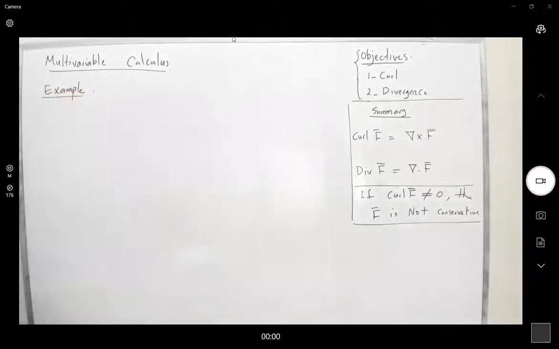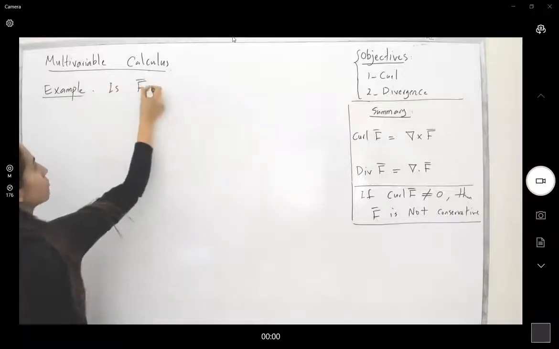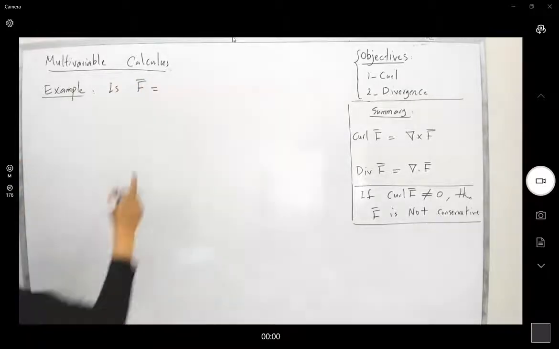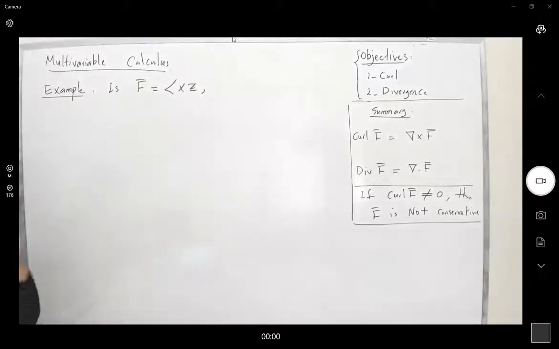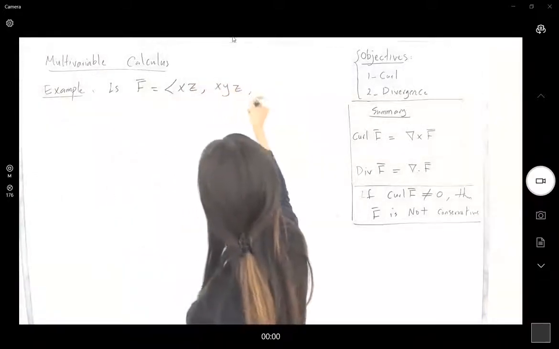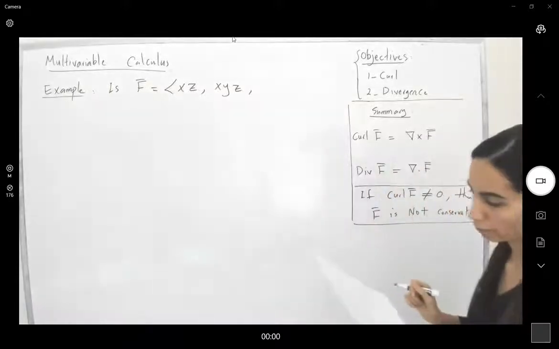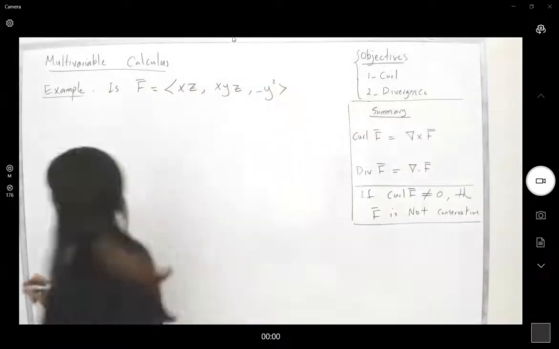This example says, is vector field F, which is defined as xz, xyz, negative y squared, a conservative vector field?